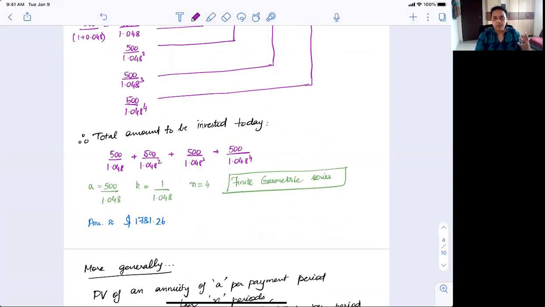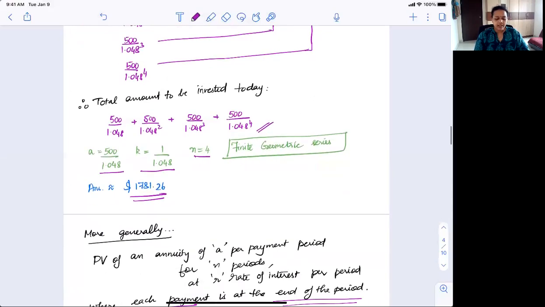Well, I've given you the sum of this is a finite geometric series with a given by 500 by 1.048, k defined this way, and n is equal to 4. Plug these numbers into the formula to calculate the sum of a finite geometric series, and you should end up with something that looks like this.